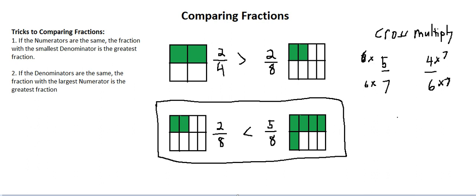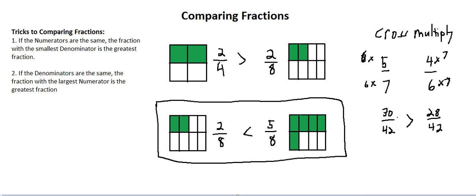And when I do that, I end up with 30. 6 times 5 is 30, 6 times 7 is 42. And I end up with 28 over 42. All right, and now if you notice, my denominators are the same. So now I can compare these two fractions, and I know that when my denominators are the same, I just look at my numerator. Whichever numerator is greater, that is the greatest fraction.